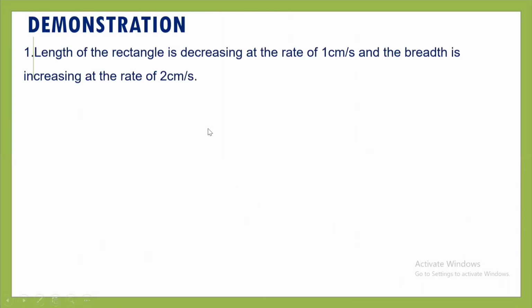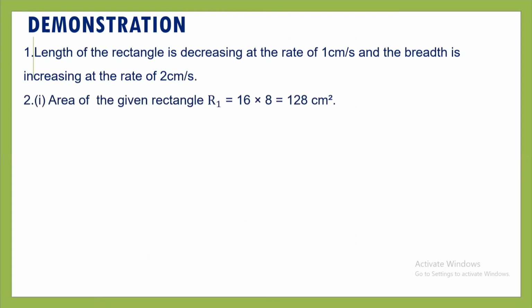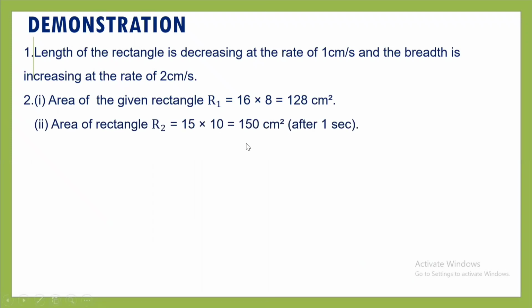The length of the rectangle is decreasing at the rate of 1 centimeter and the breadth is increasing at the rate of 2 centimeters per second. Every 1 second, we are reducing the length by 1 centimeter and increasing the breadth by 2 centimeters. So the area also changes accordingly. Area of the first rectangle R1 was 16 into 8, that is 128 centimeters square. The area of the second rectangle R2 will be what? 15 by 10, that is 150 centimeters square.